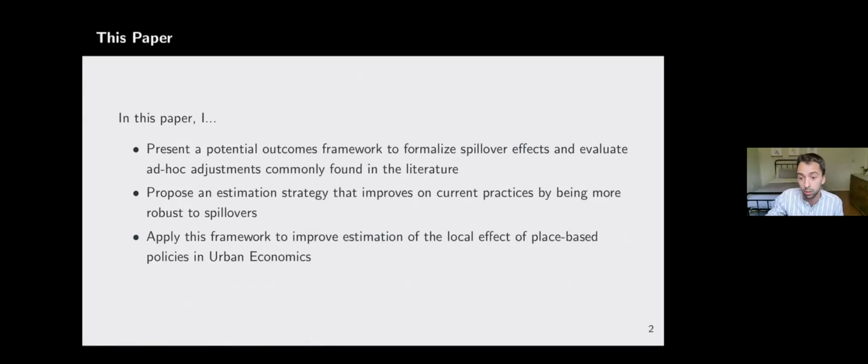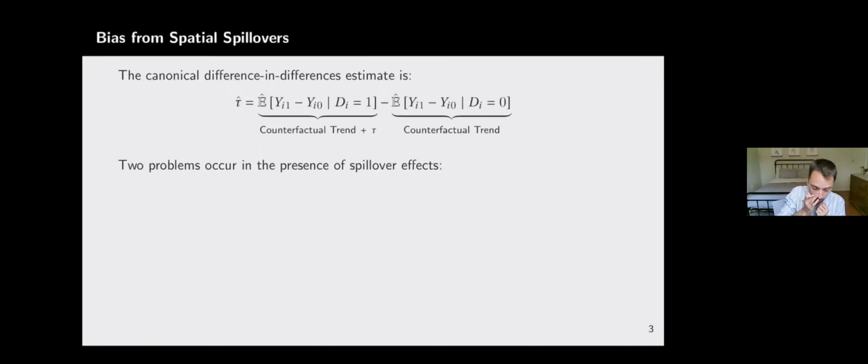In this paper, I'm going to introduce a potential outcomes framework that formalizes what a spillover effect is. I'm going to use this framework to evaluate what's currently being done in the literature to control for these things, and then offer some alternative solutions that I think are superior. I'm going to propose an estimation strategy that is more robust to both forms of spillovers I discussed: spillovers on the control units and also spillover effects on other treated units. And then in the paper, I apply this framework to estimate local effects of place-based policies in urban economics. We'll get to those examples in a moment.